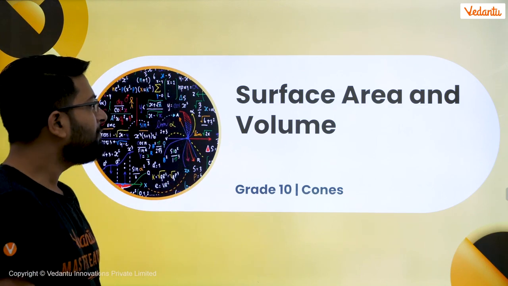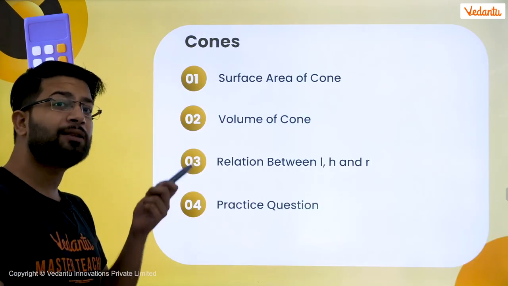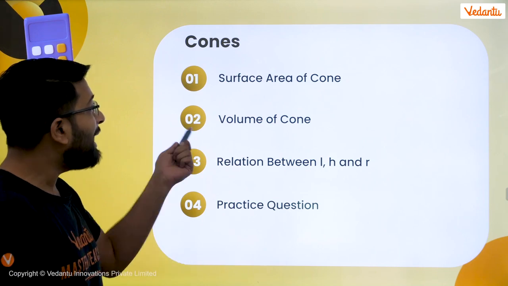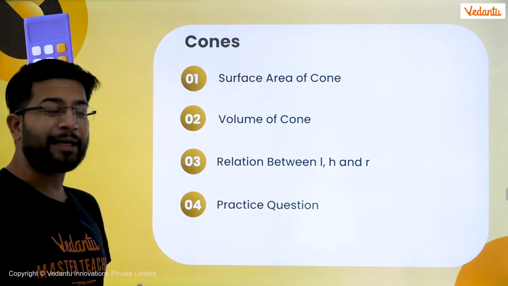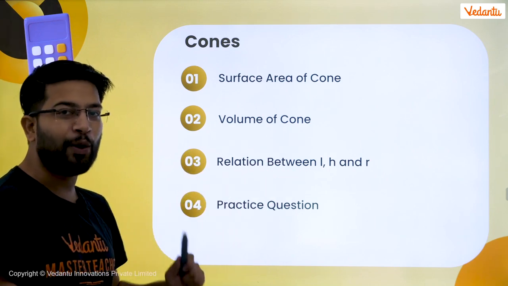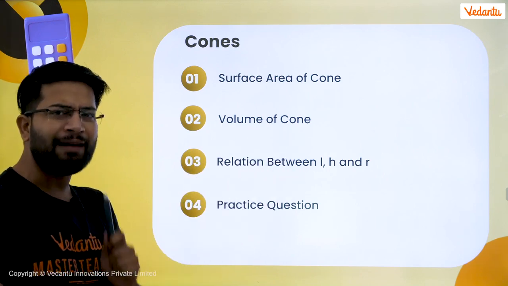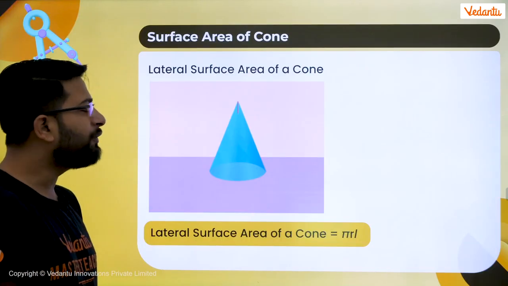In this class, we will be looking at the surface area, the total surface area and the CSA of the cone. Then we will be looking at the volume of the cone, and most important, the relation between the slant height, the height of the cone and the radius of the cone. Then we will solve some questions also. Then let us start with surface area of the cone.